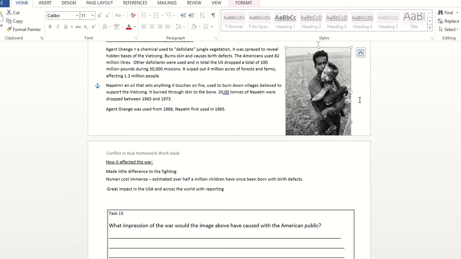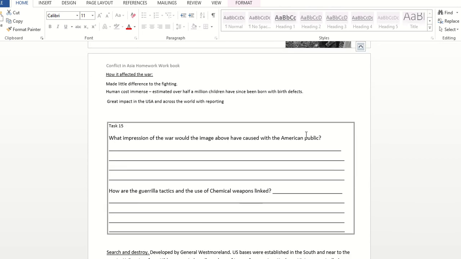This made little difference to the fighting. However, the human cost was immense. Over 500,000 children have since been born in Vietnam with birth defects, which can be linked to Agent Orange. Have a go at task 15. What would the American public think about when they saw images of what their armies were doing?